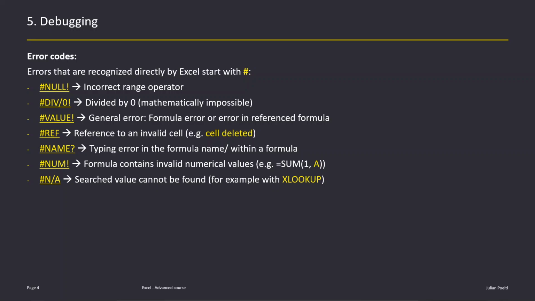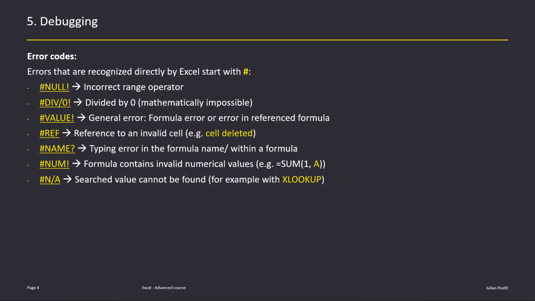This is one of the worst nightmares because then you most often can't restore things because you have, for example, deleted cells. Often this happens in large financial models when the interns were playing around with them. #NAME? is a typing error in a formula name or within a formula. #NUM! is when a formula contains invalid numerical values. For example, if you have a sum function and there is a letter inside the function instead of a number.